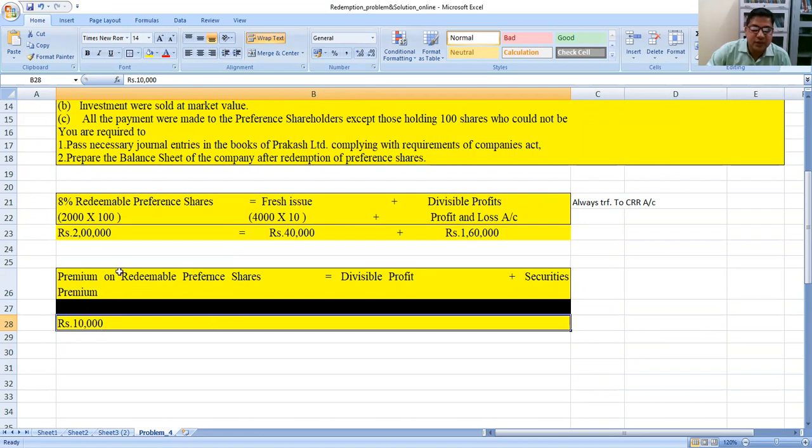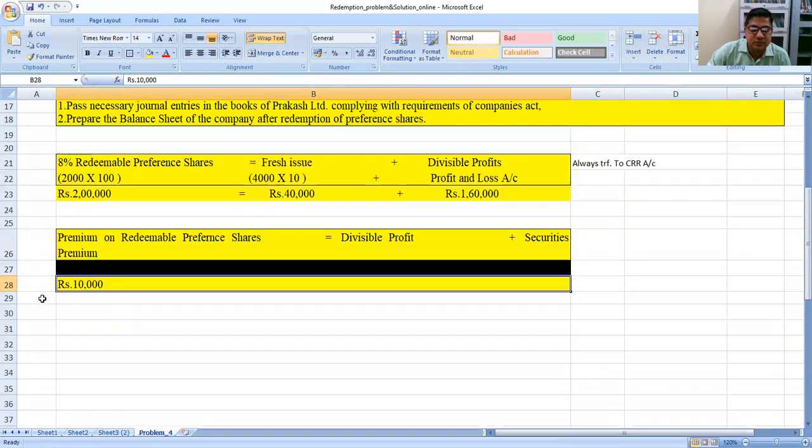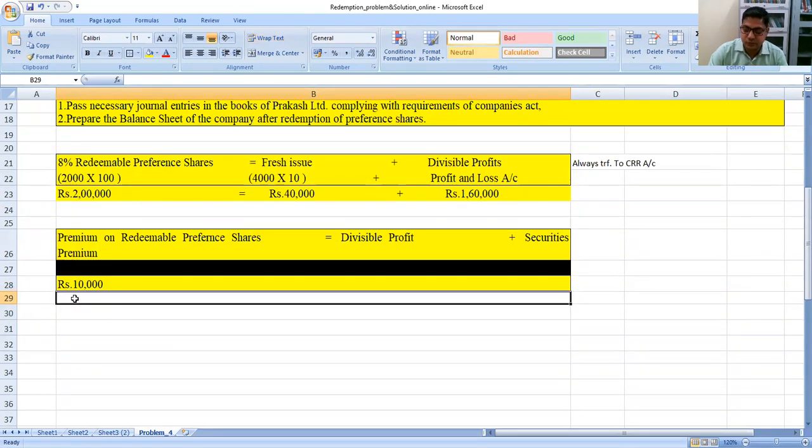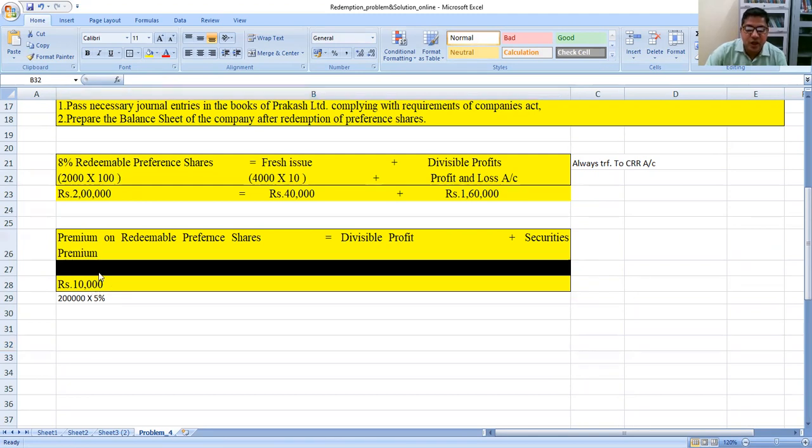हे 10,000 कसे आले? तर 2 lakhs जी अमाऊंट आहे त्याच्यावरती 5% काढा. 2 lakhs is the capital of the redemption. त्यावरती 5% काढलं. You will get this: 2 lakhs multiplied by 5%, you will get the value 10,000. Now this particular 10,000 आपल्याला रिडम्पशन करण्यासाठी द्यायचे. We will give this particular amount for redemption.